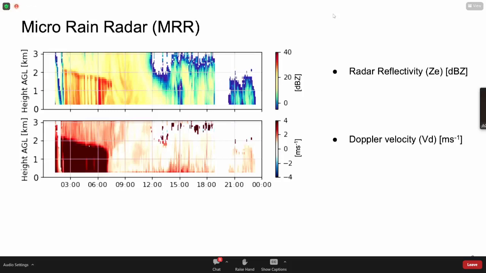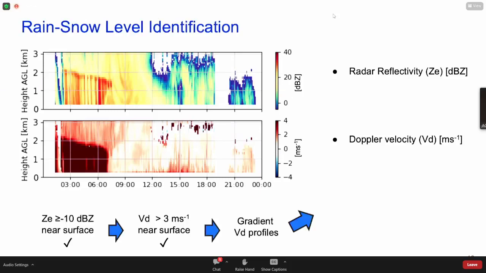In addition, we can see how different the Doppler velocity looks in the rain part, where we see really high Doppler velocity values as opposed to the snowfall. We're going to use that information to detect where it is raining or snowing. So first, for our rain snow level identification, we need to have precipitation occurring. We use a radar reflectivity threshold near the surface of -10 dBZ to determine that. Then we use a Doppler velocity threshold to separate rain and snow near the surface. And then to identify the rain snow level, we're using the profiles of the Doppler velocities.